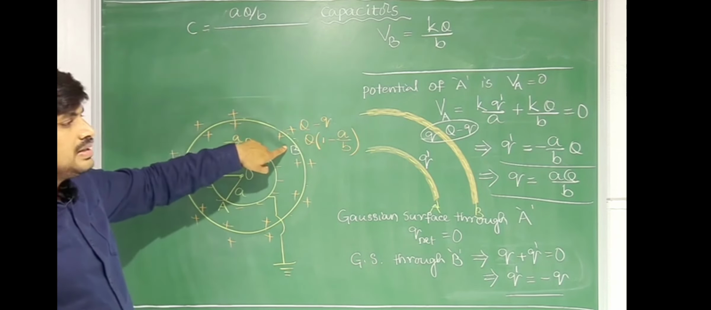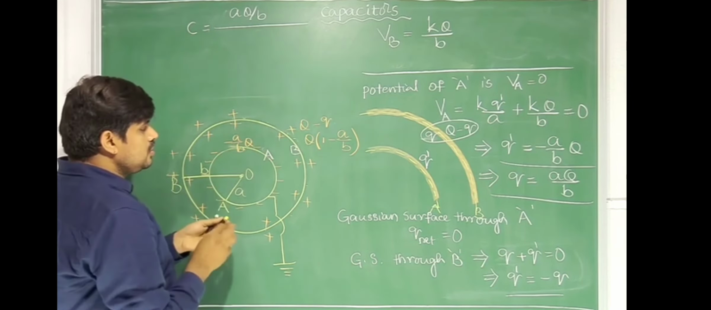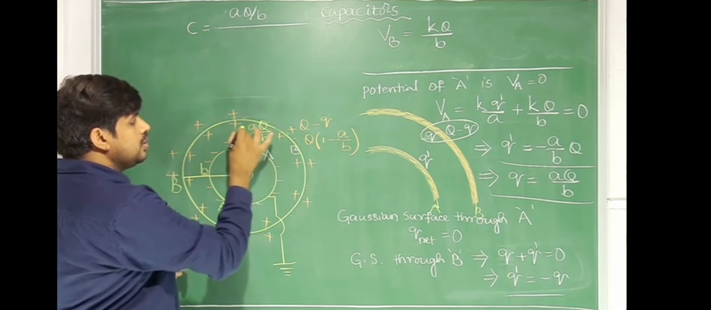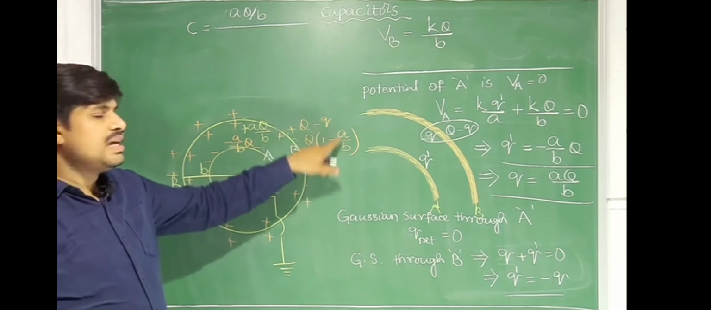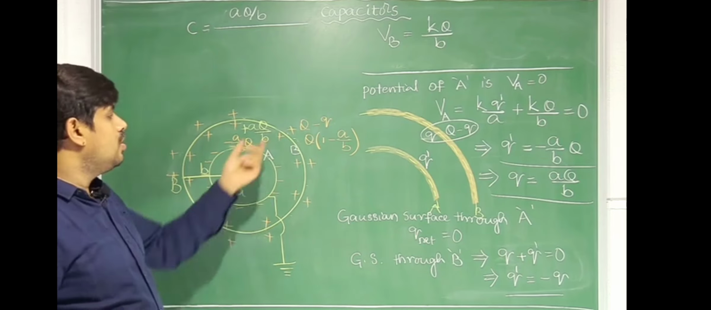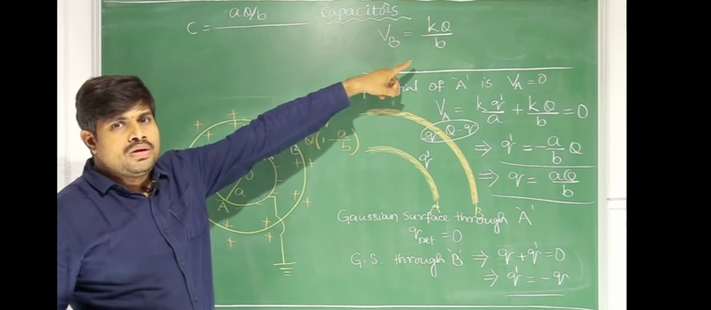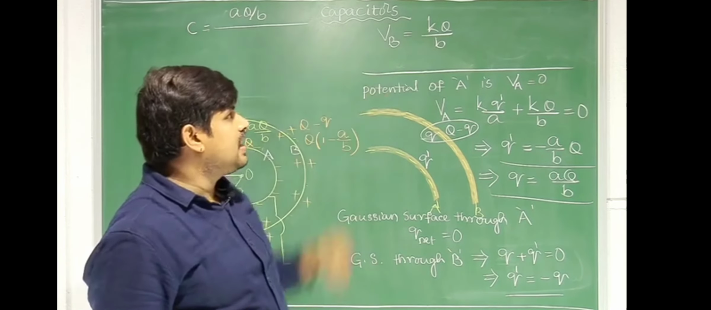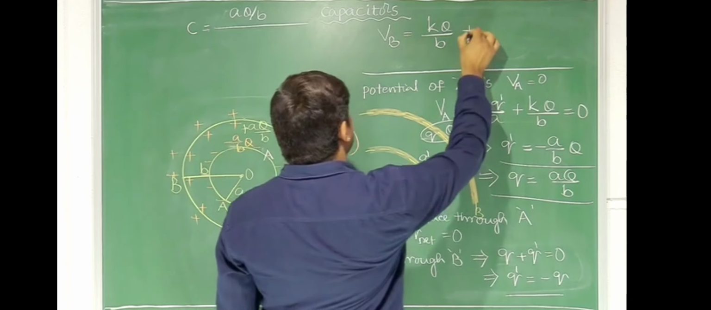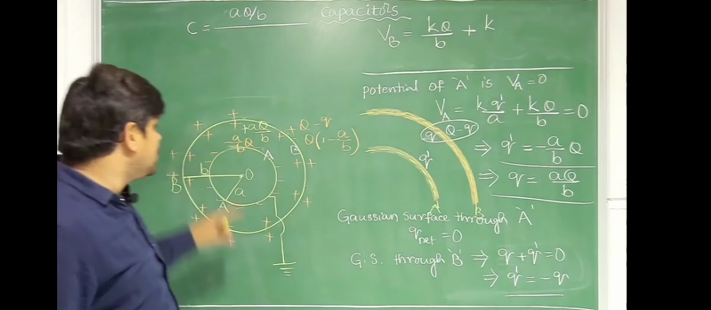On the inner surface A Q by B. On the inner surface, what is the charge? On the inner surface A Q by B. On the outer surface Q times of 1 minus A by B. Okay. Now what is the total charge on the conductor B? Whether it is inner or outer, total charge is Q. So total potential of B because of its own charge is KQ by B, plus because of the charge enclosed, that is 1 by 4 pi epsilon naught. How much charge is it enclosing?